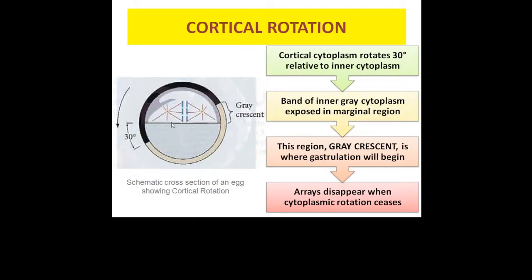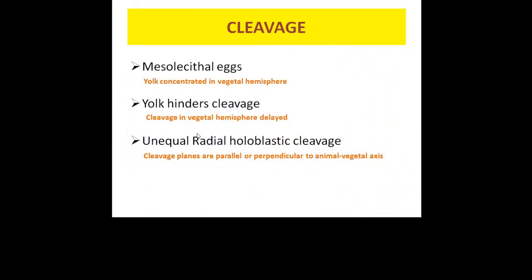The microtubular arrays then causes this cortical cytoplasm to rotate by an angle of 30 degree with respect to inner cytoplasm. This exposes a band of inner cytoplasm which is called gray crescent in the marginal region. This is the region where gastrulation starts later on. As the cortical rotation is over, the microtubular arrays also disappear. So immediately after fertilization, the zygote enters the process of cleavage.